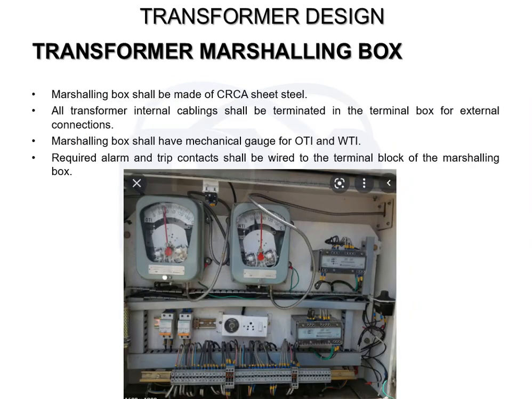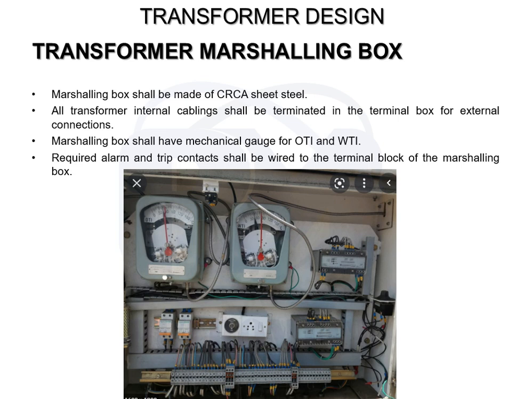A very important point is the transformer marshalling box. All the OTI, WTI, all the internal wiring of the transformer has to be wired to a termination box called the transformer marshalling box. This box is mounted on the transformer and made of CRCA sheet steel. The internal cabling has to get terminated in the terminal box or marshalling box for external connection. The marshalling box also houses the mechanical gauge for OTI and WTI. So from the inspection window outside itself, we can have a look at the OTI and WTI readings, which the operator takes at a particular predefined time period at the site.